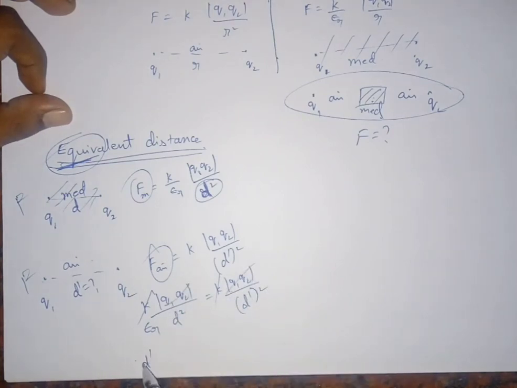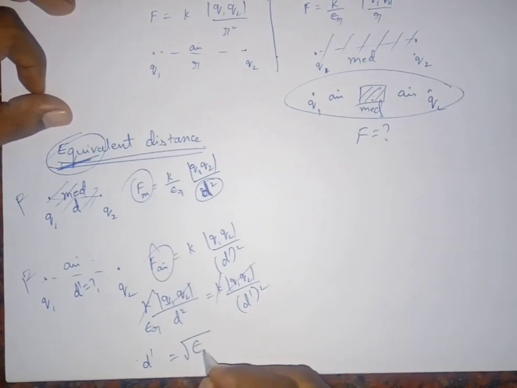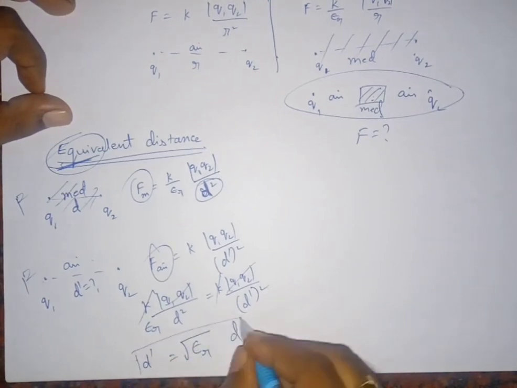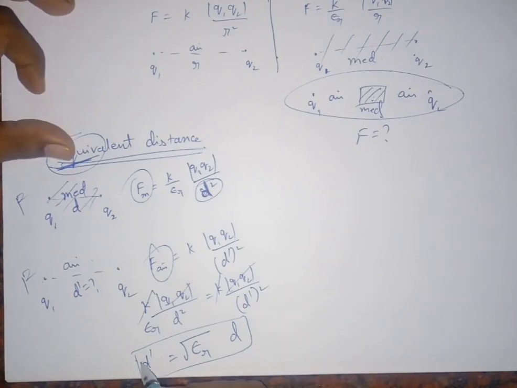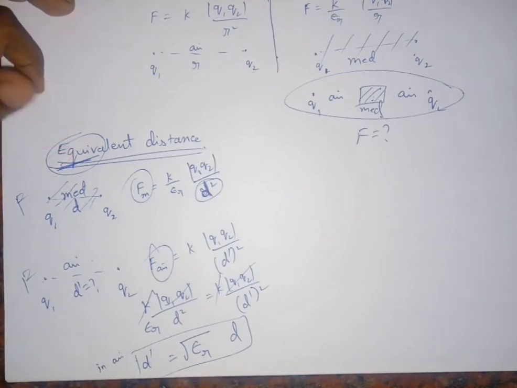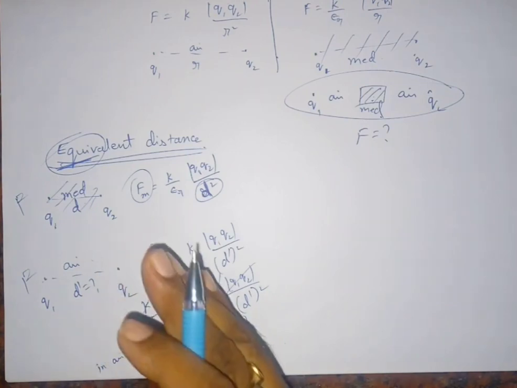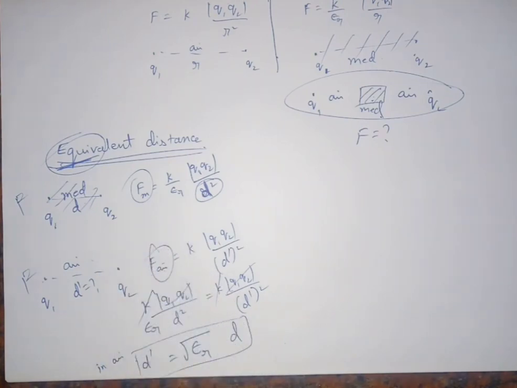So what is the d dash then? It is equal to, or d prime is equal to root epsilon r into d. Epsilon r, by the way, doesn't have any dimensions. So that's an equivalent distance in air. If any distance is mentioned in a medium, we write its equivalent distance in air, and this is the expression for equivalent distance in air.